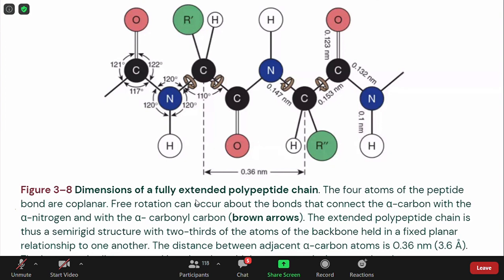Okay, so as you can see here, this ring, you can turn it around. But this one, you cannot. This is a double bond character, like that one. Now here, you can turn it around, but this one, carbon to nitrogen, cannot be turned, although it is just a single bond, no? Okay.